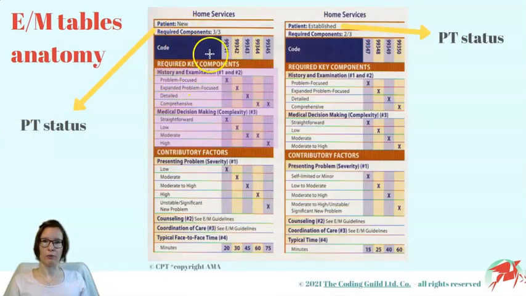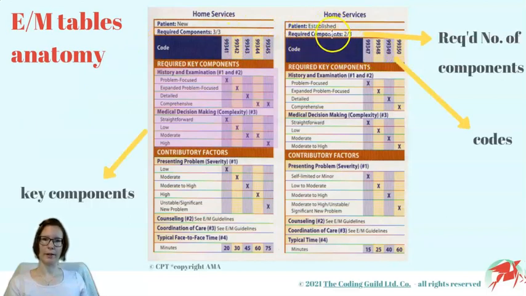But elsewhere, for example, in home services, we have two separate tables, one for new patients and one for established patients. Make sure that you are looking out for this and you are in the right table before assigning any code, because if you notice, the codes are very different. Next, we have the required number of components specified. This tells us how many key components must meet or exceed the same EM level in order for us to assign that code. Depending on patient status for home services, it will be 3 out of 3 required components or 2 out of 3. Then we see the available codes for the selected EM type and patient status.